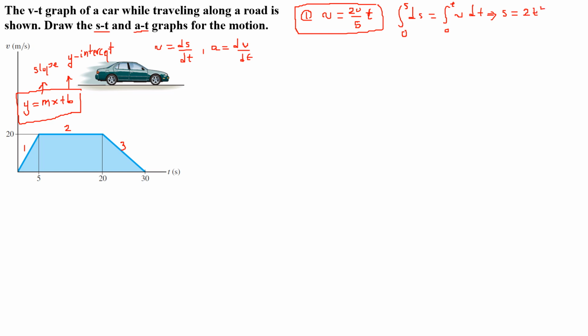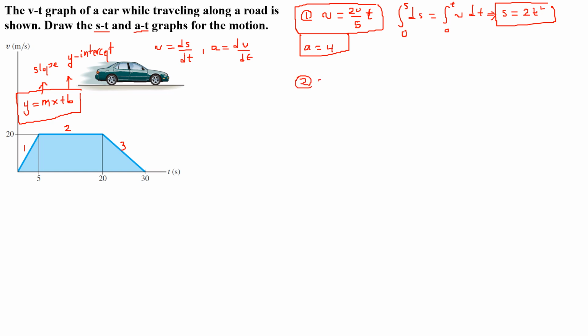Okay, so now we have S. What about the A? Of course, now we can find the derivative of V, so you get A to be just 4. Now we have these two results, for S and A.